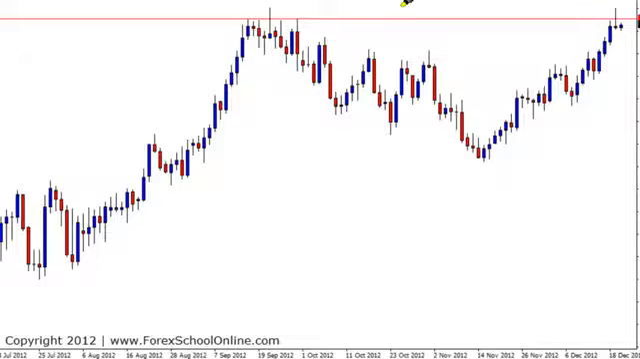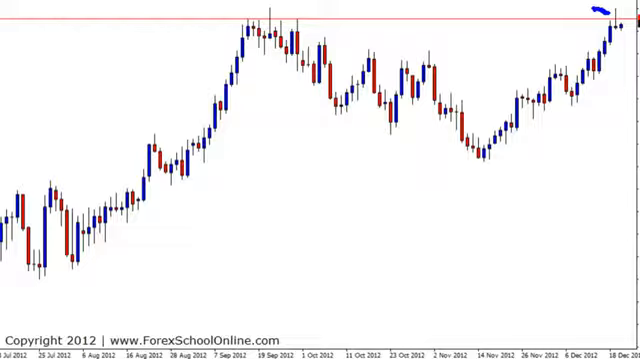I've just placed the video on because I'm looking to enter a live setup that's formed on the GBP/USD daily time frame. The setup I'm looking to enter is a pin bar reversal right here. Okay, so it's formed at a swing high.